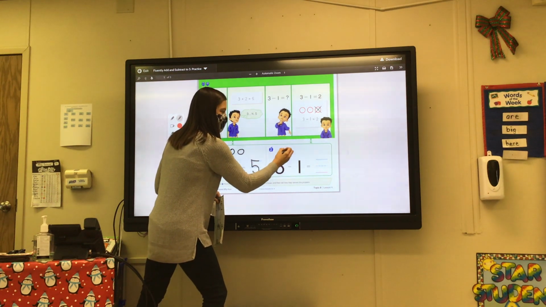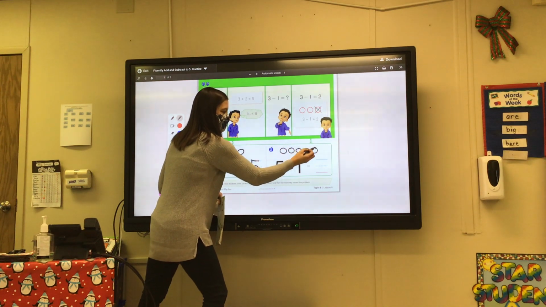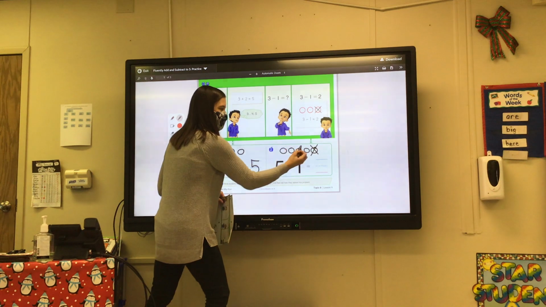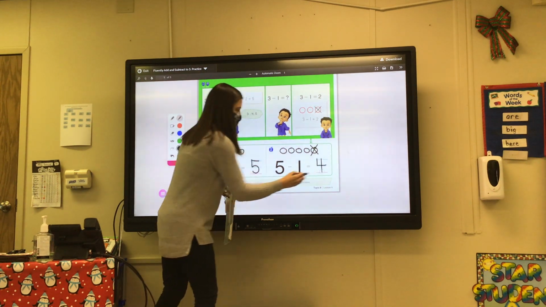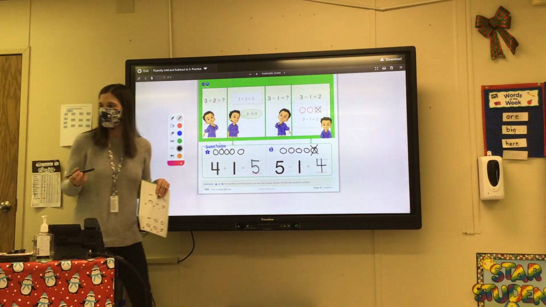Or you can draw 5 counters. 1, 2, 3, 4, 5, and take away 1, because we're subtracting 1. How many are left? 4. So those are different ways you can solve the equation.